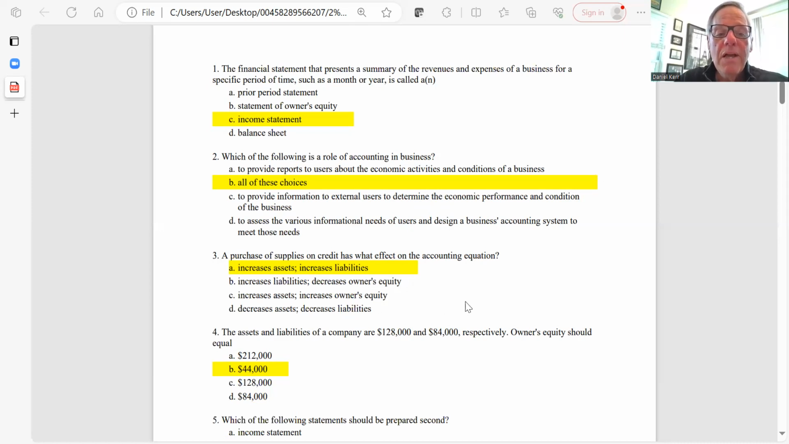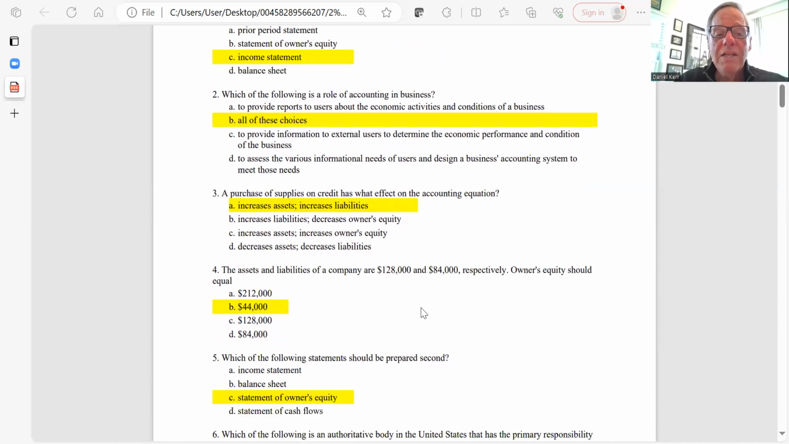Number 3, a purchase of supplies on credit. Remember, the accounting equation is assets equals liabilities plus owner's equity. When you look at a transaction, which is something that has an effect on the accounting equation, the effect here is to increase the asset account supplies and to increase the liability account, accounts payable. So you go looking for that in the answers, and yes, the answer to 3 is therefore A. Notice the little technique here: I think about what the right answer is first, and then I go looking for it.